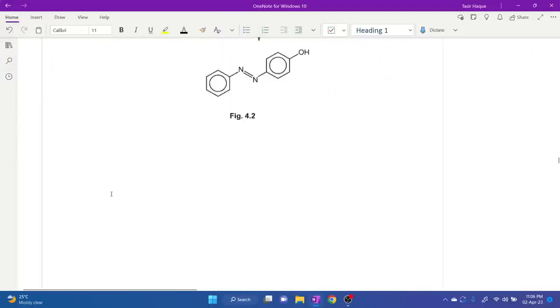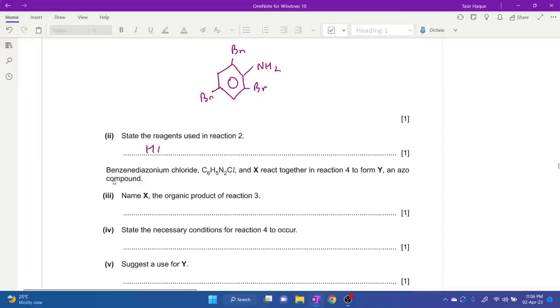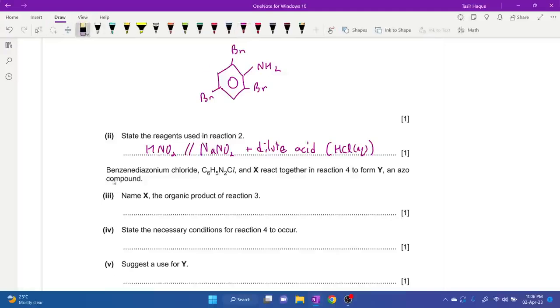So the reagents used are either HNO2 directly, or you can go for NaNO2 plus a dilute acid. So dilute acid includes something like HCl, aqueous. Any dilute acid works actually, or you could just say H plus aqueous. That also works. Basically, the aqueous makes it dilute. Is that fine? I just go for HNO2, and if they wanted the condition, it would be less than 10 degrees Celsius. So maybe 5 degrees Celsius.